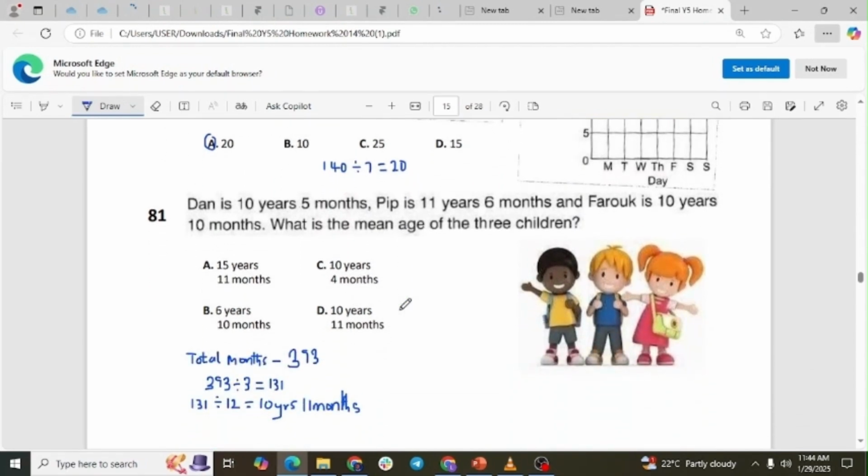Question 81. What is the mean age of the three children? Dan, 10 years 5 months. Pip, 11 years 6 months. Farouk, 10 years 10 months. Correct answer D, 10 years 11 months.